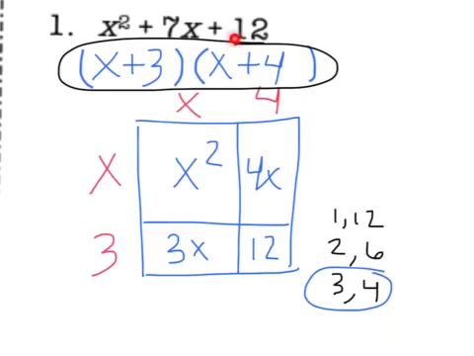So if I were to expand this back out, x times x is x squared, x times 4 is 4x, 3 times x is 3x, and the 3x and 4x together would give us the 7x, and then 3 times 4 is 12. So it could take you a few tries. You might mistakenly use the other factor pairs, but then when you check your work, you'd see that you didn't expand to the proper expression.